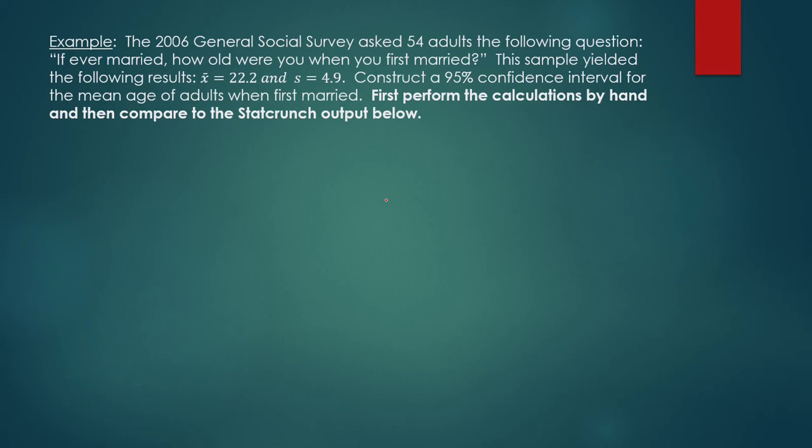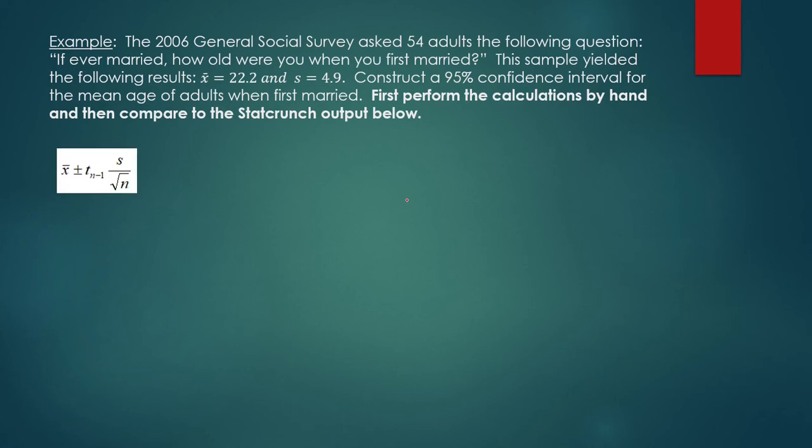The 2006 General Social Survey asked 54 adults the following question. If ever married, how old were you when you first married? This sample yielded a sample mean of 22.2 and a standard deviation of 4.9. Construct a 95% confidence interval for the mean age of adults when first married. First, perform the calculations by hand, then compare the StatCrunch output below.